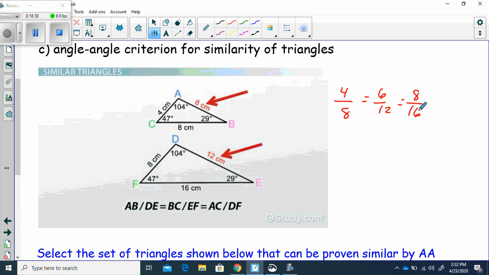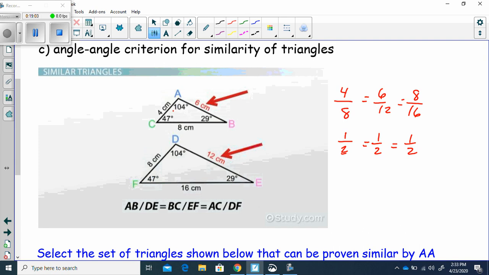If I've got that, then if I reduce that, that says 1/2 is equal to 1/2 is equal to 1/2. This tells me that all of these are proportional. Notice the angles, the corresponding angles, have the same measures. Well, if I know the three angles add up to 180, I only need to know that 2 of the angles are congruent to know the third one is.